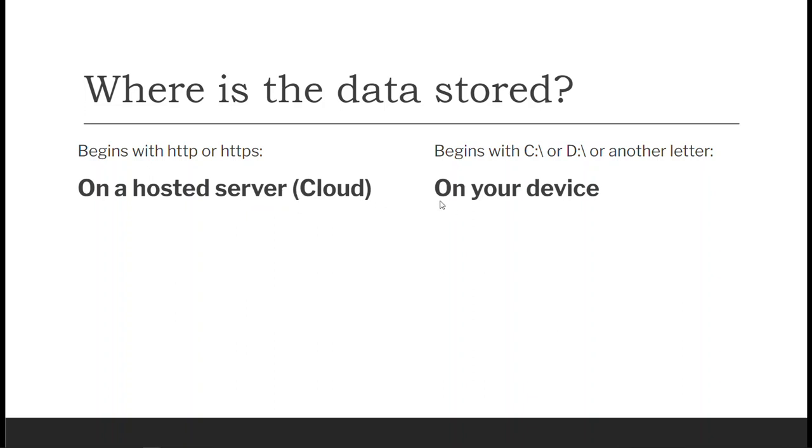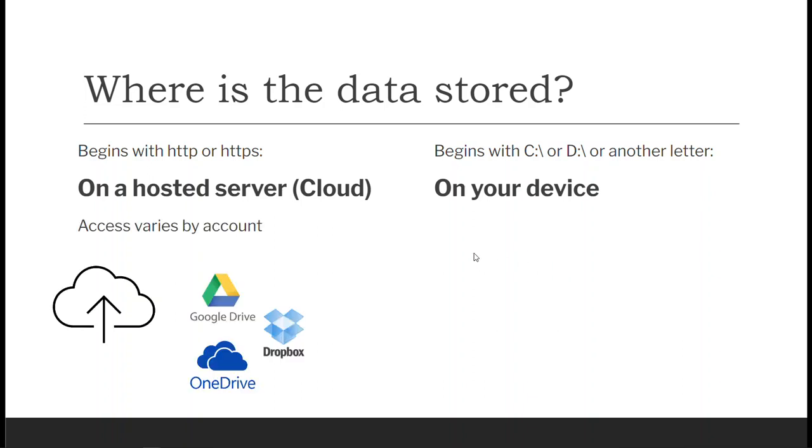However, sometimes from your device, you can actually create a link with like C or D. That means it's stored on your physical device or some external drive connected to your device or sometimes within your network, which means not everyone can access that. So it's important to know that so that you know who can access what you're posting.